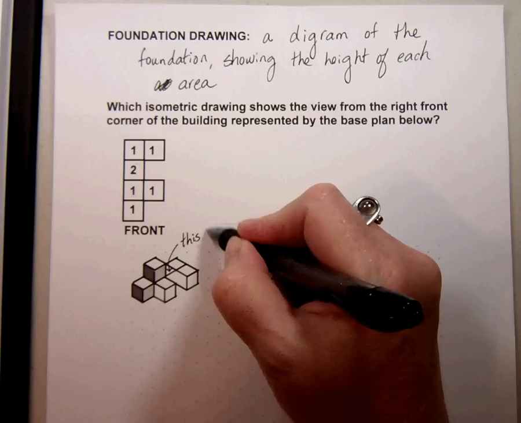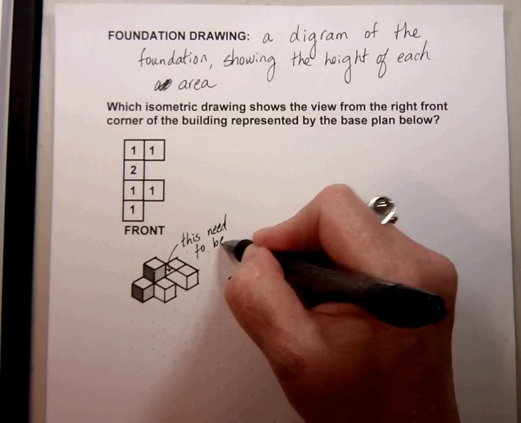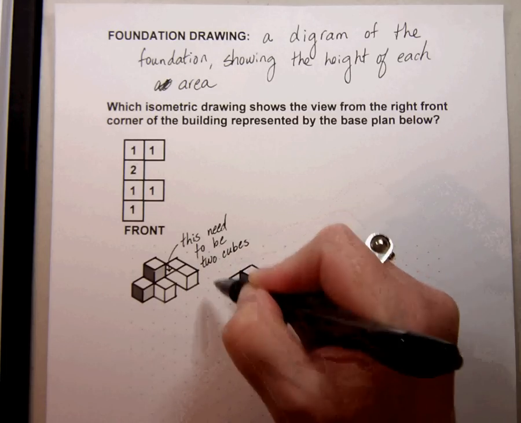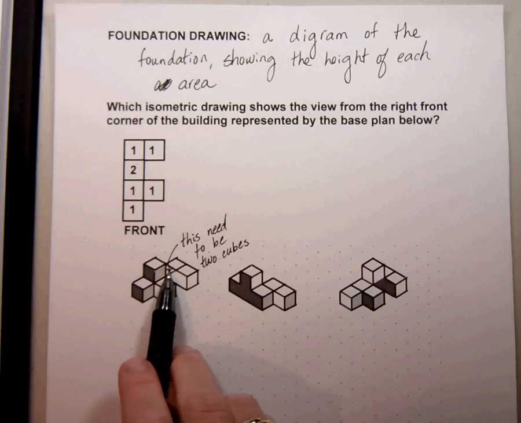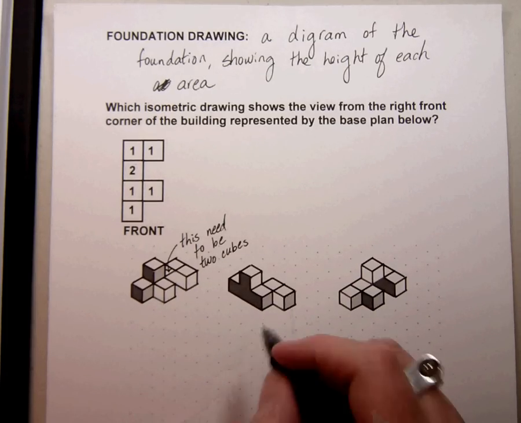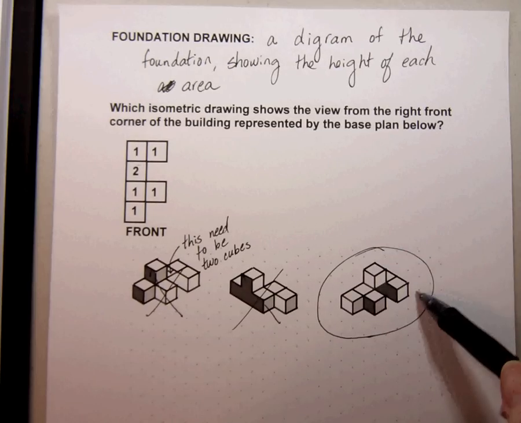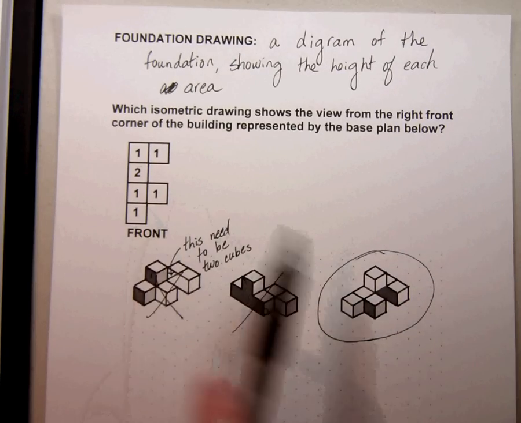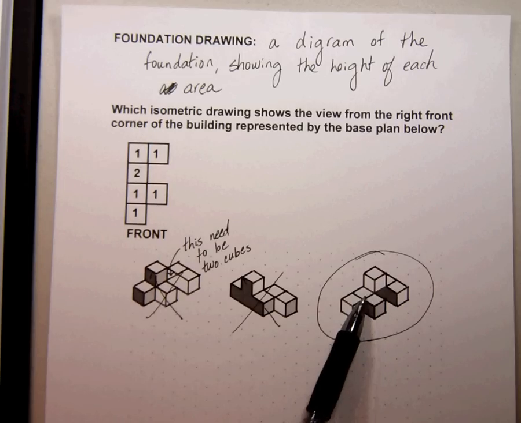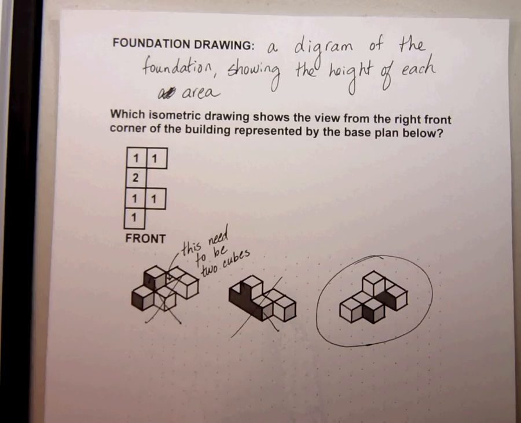Let's write that on here. This would need to be 2 cubes high right here on this stack. But the base matches. This one, the base doesn't match. So that's why this one's not it and this one's not it. This is the one that creates the foundation of this because there's 1, 1, a stack of 2 here, and then 2, and then 1. So this one's correct.